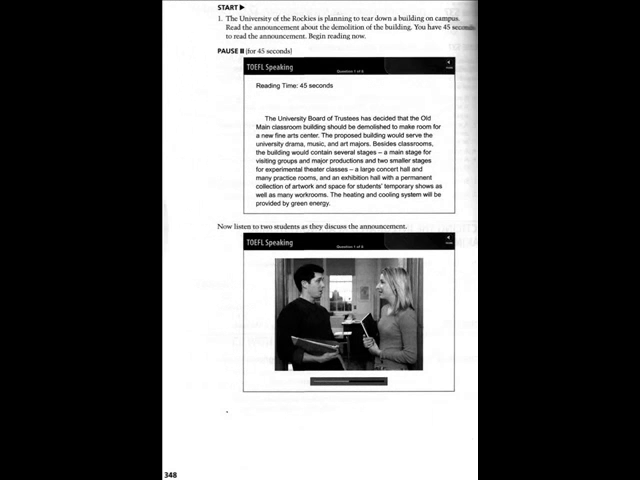Exercise S38. Responding to the integrated reading, listening, speaking tasks. 1. The University of the Rockies is planning to tear down a building on campus. Read the announcement about the demolition of the building. You have 45 seconds to read the announcement. Begin reading now.